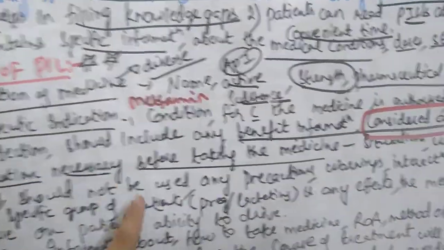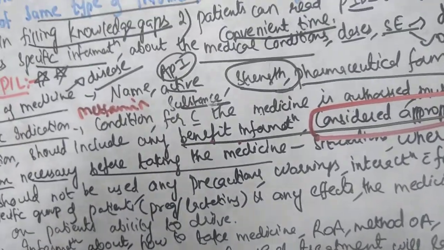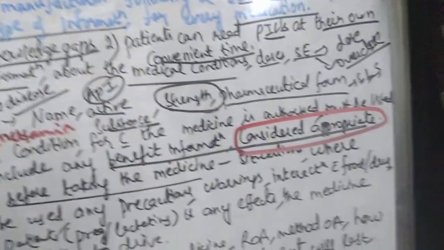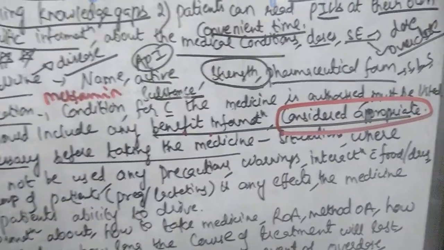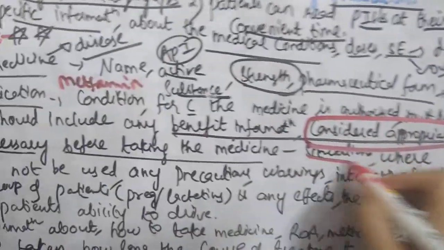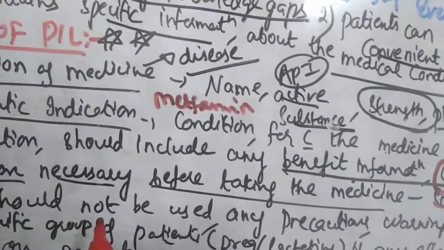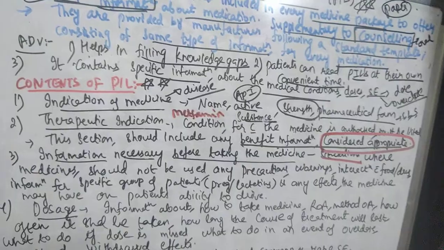Then information necessary before taking the medicine. Whenever you are taking the medicine, if there are any precautions that you should follow before that, they should also be listed. Like, for example, situations where the medicines should not be used, since in various situations we cannot use the medicine.